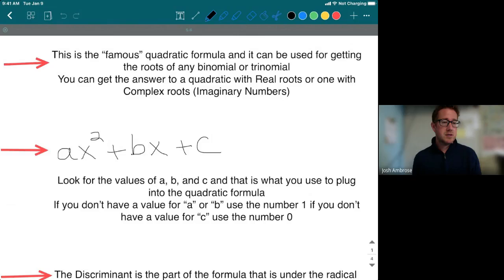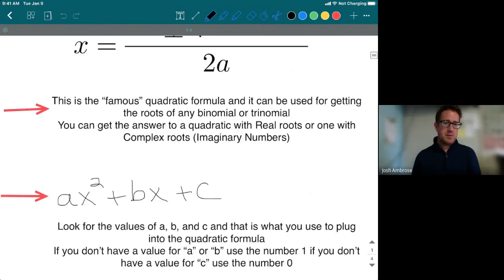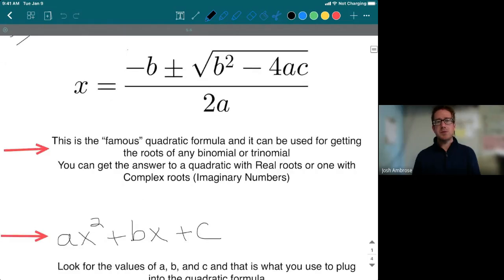As you can see on your screen, the ax squared plus bx plus c is the standard form of a trinomial. When it's in that format, it's very simple to understand that you've got your a, your b, your c, because those are the variables we're using there. We're filling in the blanks of a, b, and c with the values given in the standard form.